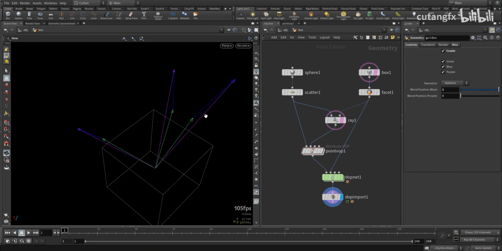Just remember that although we move the blue to the end, it is obviously just these two vectors being added, okay? But if I switch off blue here, now this purple is the result, and green is still our point position. We're going to be setting purple as the velocity of these points.